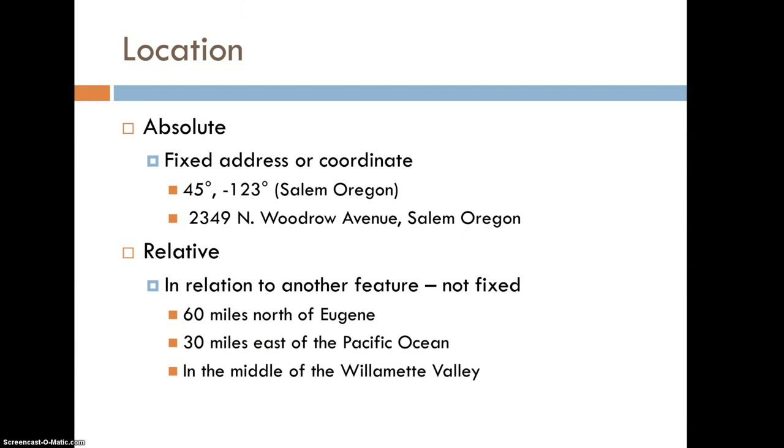And then finally, we'll talk about location in two ways: absolute location as opposed to relative location. An absolute location is a fixed address or coordinate. So Salem has this address, and it will work anywhere. But we can also talk about Salem in relationship to other areas. So 60 miles north of Eugene, but that could also be 30 miles south of Portland. So relative location is not fixed, and absolute location is.